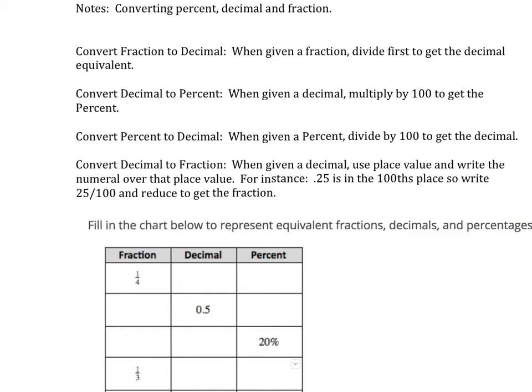Now, if we're going from decimal to fraction, when given a decimal, use place value. So you have to figure out how many places there are and write the numeral over that place value. Since this is 0.25, that's 25 hundredths, so you write that over 100, so 25 over 100.